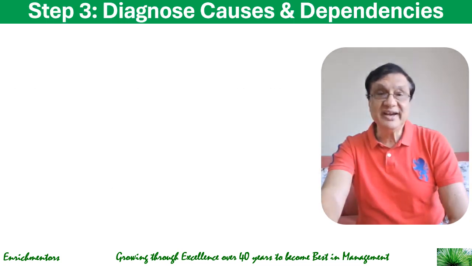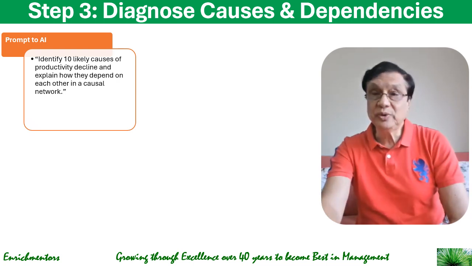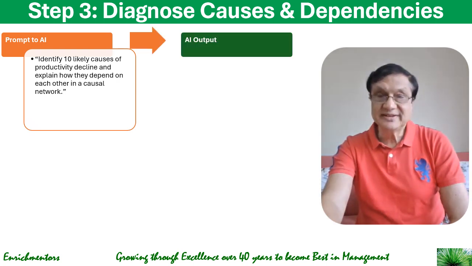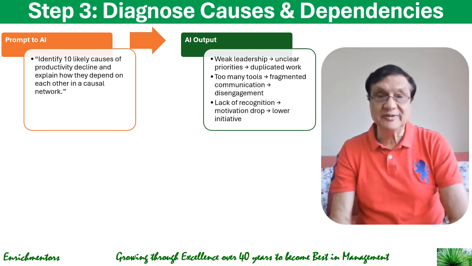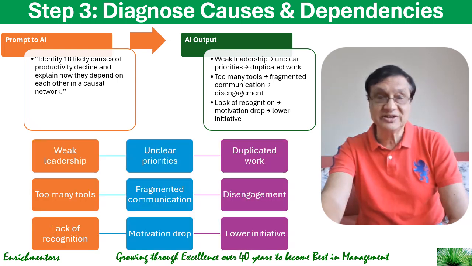The third step is to ask AI to diagnose causes and dependencies in this 4D model, and then you give a prompt like what you see here to identify 10 likely causes of productivity decline, and also ask it to explain their dependencies. A simplified output could be what you see here, like weak leadership affecting clarity of priorities, and duplicated work, etc. Now, you can also ask AI to visualize this using a graph or causal map using Miro AI, Whimsical, or a ChatGPT plugin. And this will look something like this.